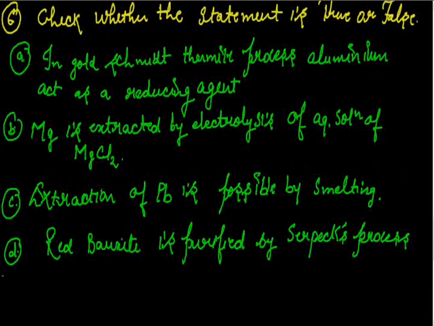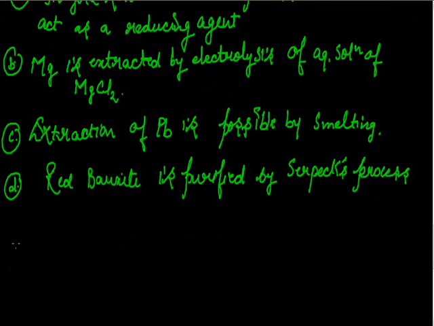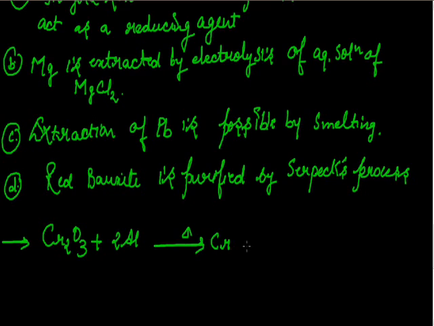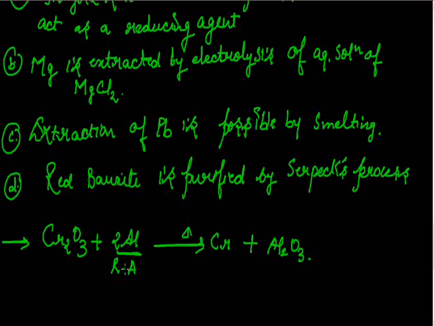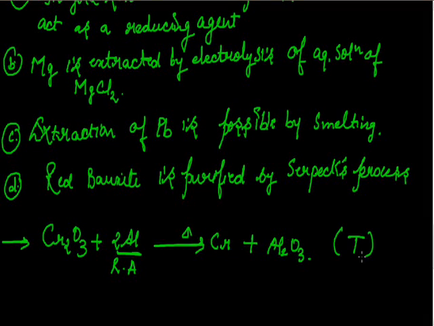First option: in the Goldschmidt thermite process, aluminium acts as a reducing agent. Let's check the reaction. In this process, the chromite ore reacts with aluminium, which on heating gives Cr plus Al2O3. Here, aluminium acts as what? Reducing agent. That means the first statement is true.